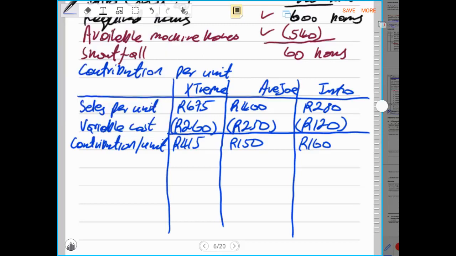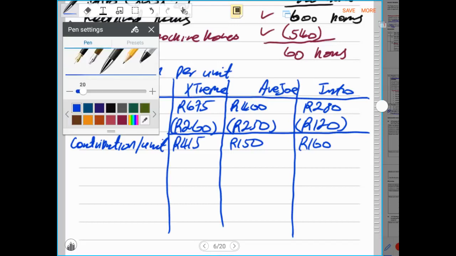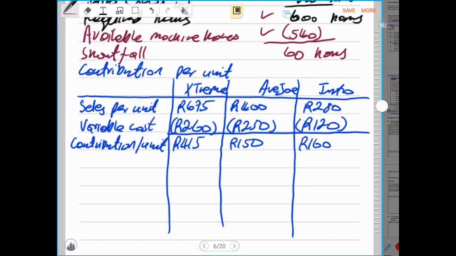If I look at my contribution per unit, product Extreme is making a higher contribution than all other products. This is higher, this is second, and this would be third. I'm using per unit. This is not how we should do the ranking, but I'm just ranking from a per unit perspective so that we can see the importance of ranking according to the limiting factor.